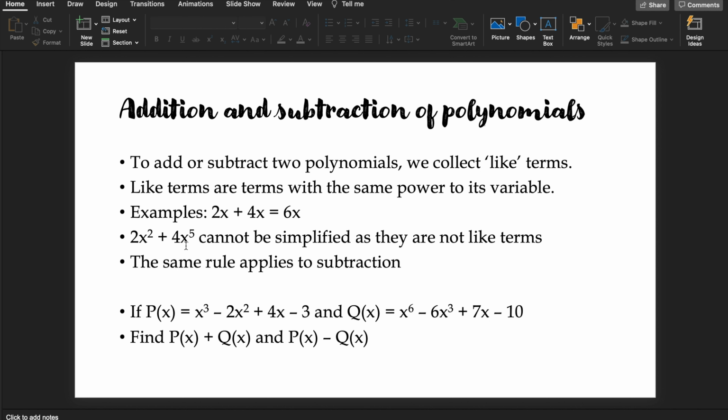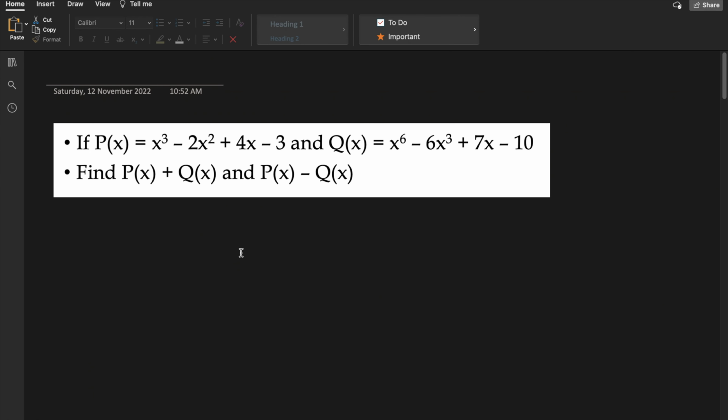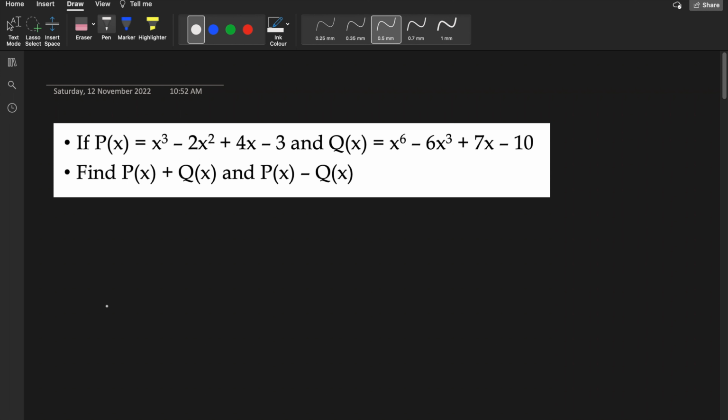And the same rule applies to subtraction. So we could do 2x minus 4x, which would give us minus 2x, because 2 minus 4 is minus 2. And then let's try out an example. So we have to find p of x plus q of x. So we know that p of x is this and q of x is this.